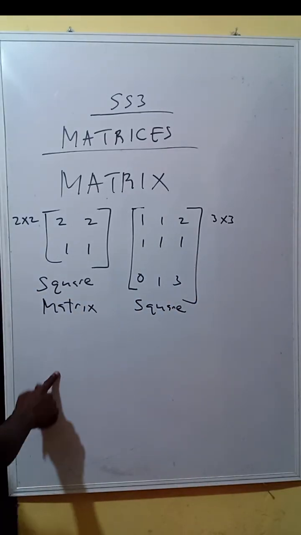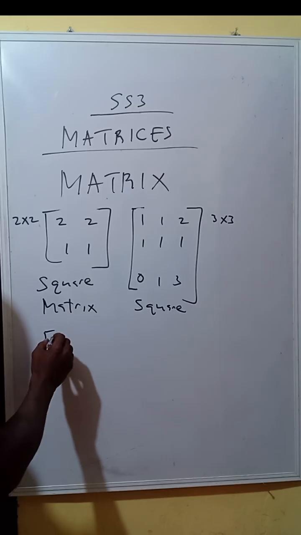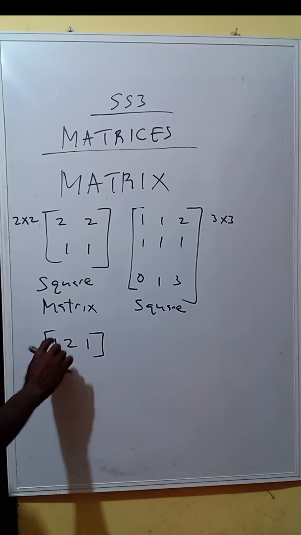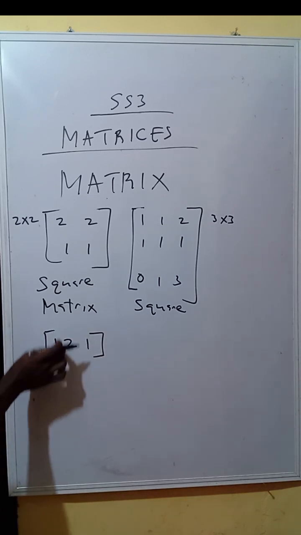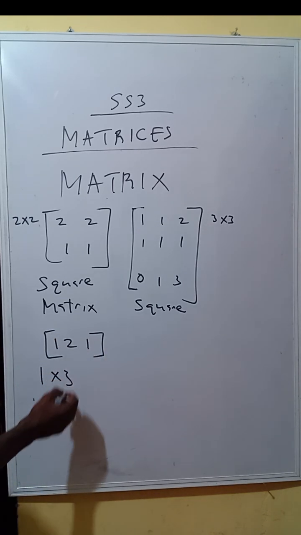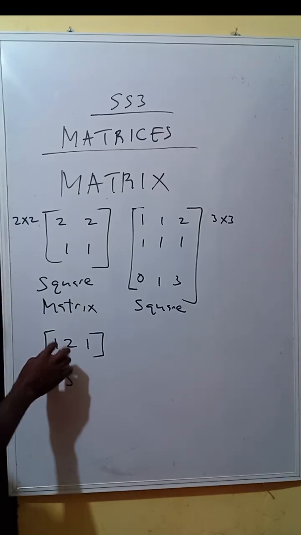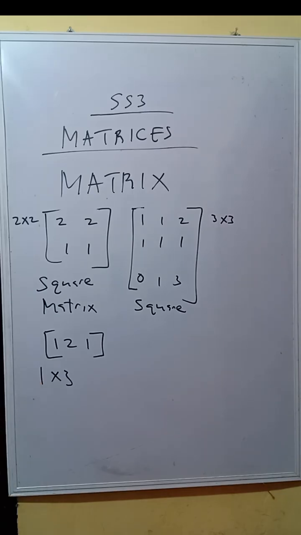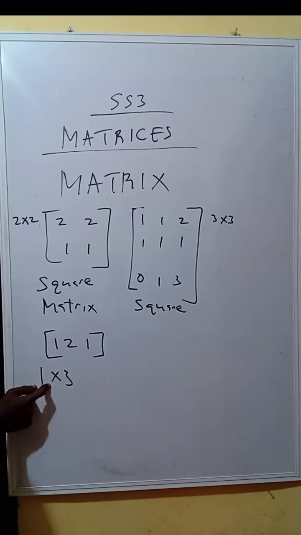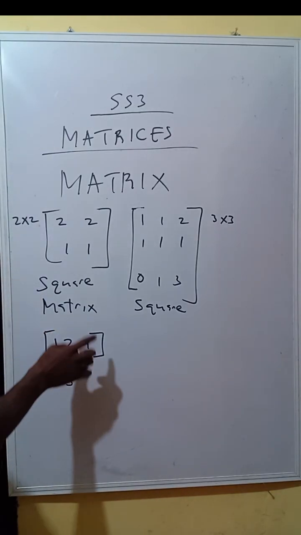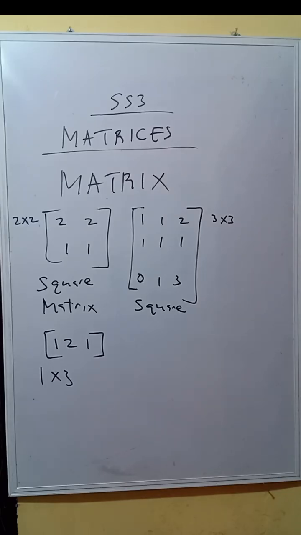But this is not a square matrix: 1, 2, 1. This is not a square matrix. Why? How many rows does it have? It has 1 row and it has how many columns? 1, 2, 3. So this is a 1 by 3 matrix. 1 row, 3 columns. You write the row first before the word column. The amount of rows is written first before the columns. 1 by 3 what? Matrix. Very, very important to take note of that.